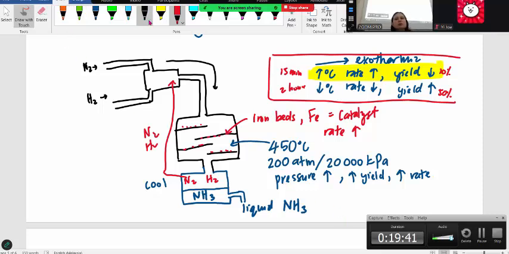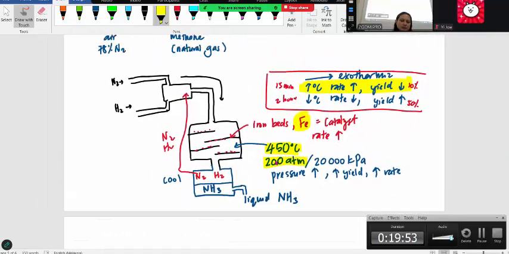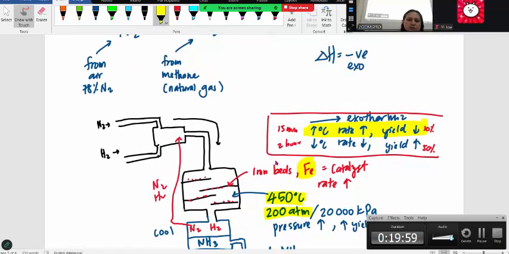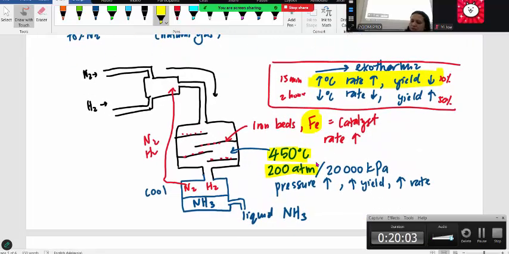So the most important thing for you to remember for Haber process is catalyst, temperature, pressure. Okay? All right. Can you write this down? Oh, it's too small, sorry. Okay. Let's write this down.